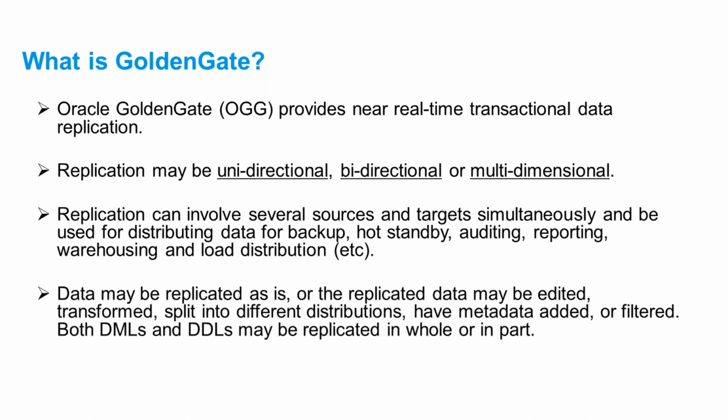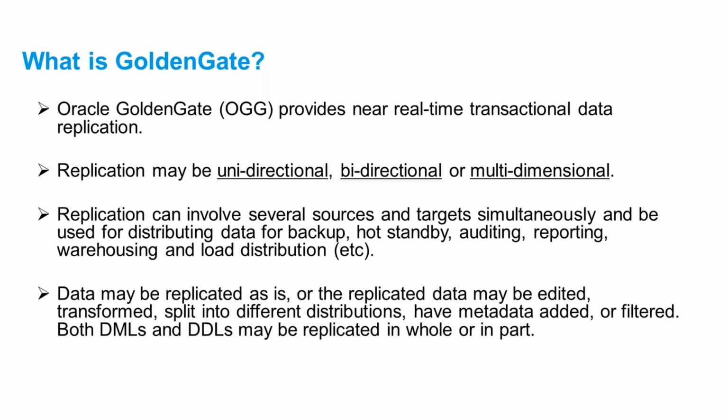With Golden Gate, another advantage is you can replicate the data as it is, or you can perform data filtration or transformation as well. The replicated data may be edited, transformed, split into different distributions, have metadata added or filtered. Both DMLs and DDLs may be replicated in whole or in part. So Golden Gate supports DML as well as DDL replication. The best advantage with Golden Gate is you can perform data filtration and/or transformation using Oracle Golden Gate.